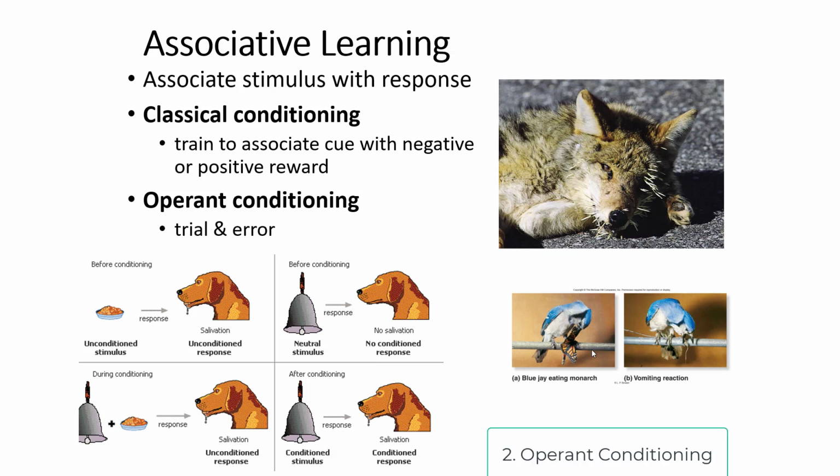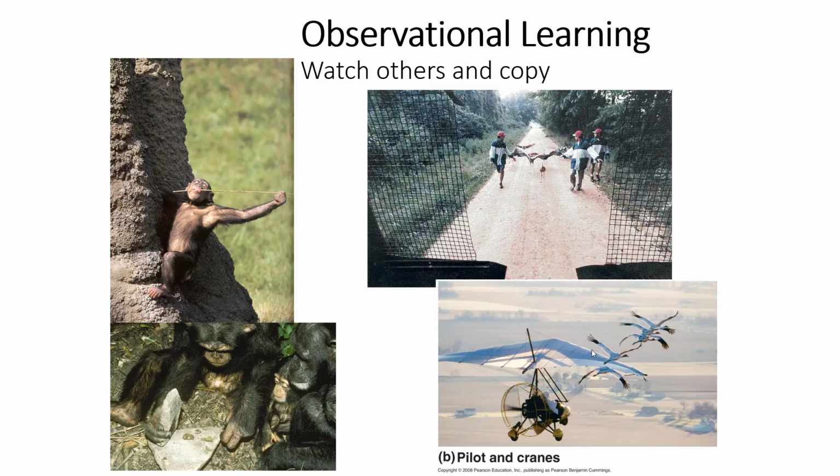There's also operant conditioning, which is trial and error. This coyote is full of porcupine quills. It fooled around and it found out, and it will now, hopefully, learn not to attack porcupines again. That is a trial. It made an error. A blue jay that eats a monarch butterfly will then vomit because monarch butterflies are toxic. That blue jay will then learn not to eat monarch butterflies and will associate that pattern with the response of it vomiting, and that is operant conditioning.